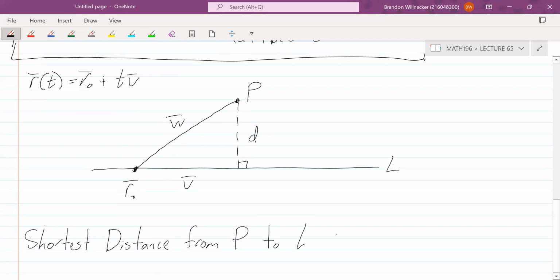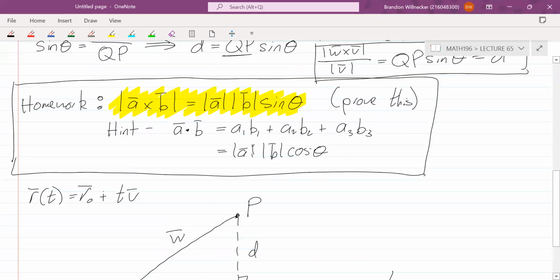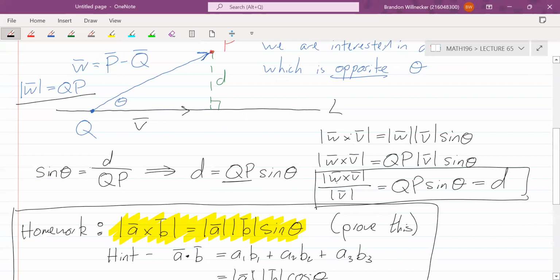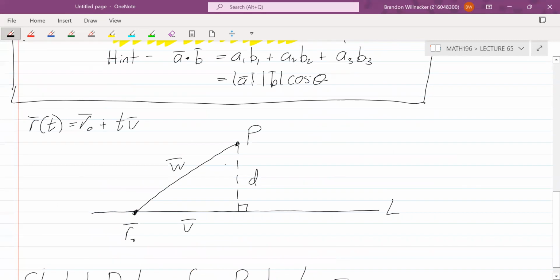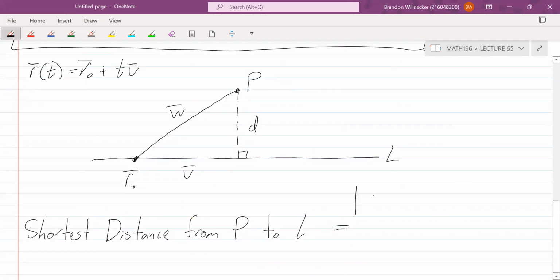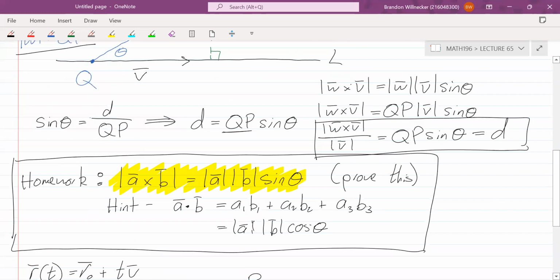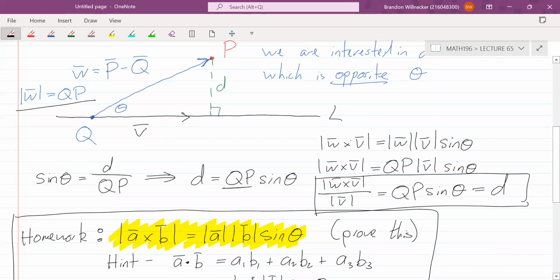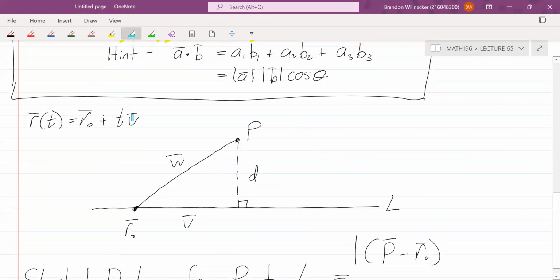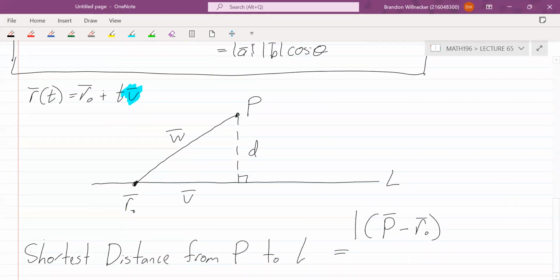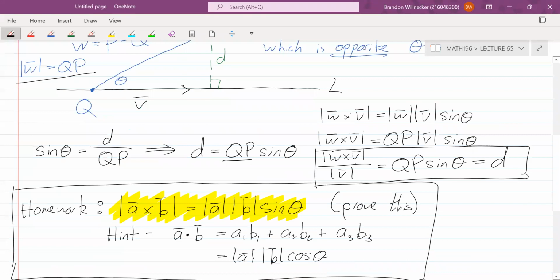from P to L is equal to, okay, so if we go back up here, we've got the cross product of W and V. So W was the vector along the hypotenuse. So we can write that as P minus R naught. That's the vector W along the hypotenuse. We take the cross product with V, which is this vector here from the equation of the line. If we go back up here, we need to divide by the length of this V vector here.